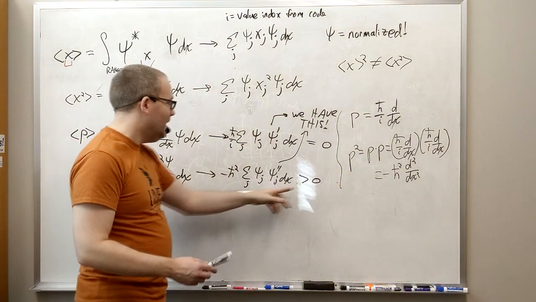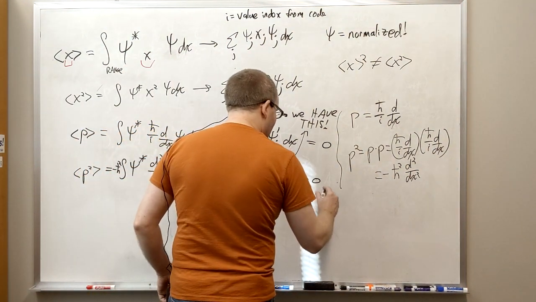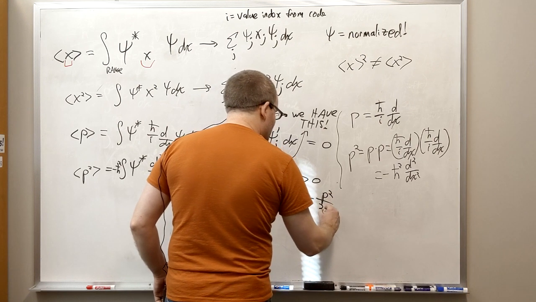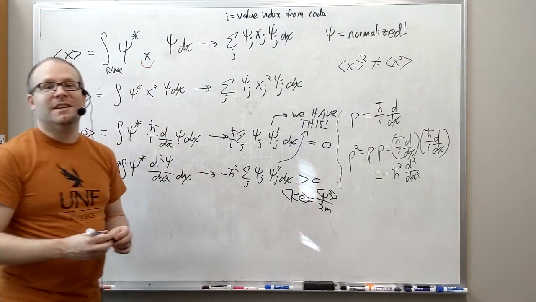This is actually really important because this is the thing that gives you the kinetic energy. Because if you want the kinetic energy, that's equal to p squared over 2m. So you can take this value to get the expectation value of the kinetic energy.